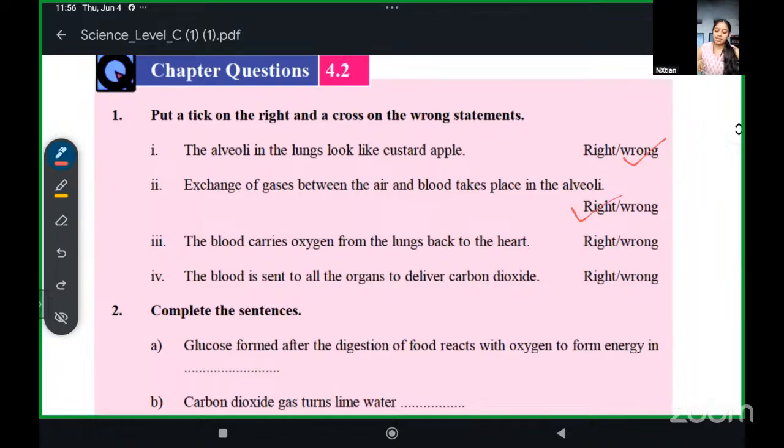The blood carries oxygen from the lungs back to the heart. Is that true or false? True. Yes, that is true. The blood is sent to all the organs to deliver carbon dioxide.